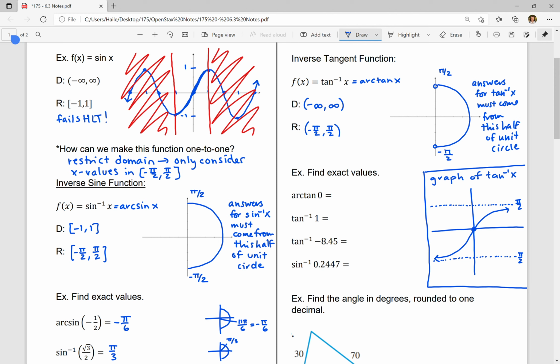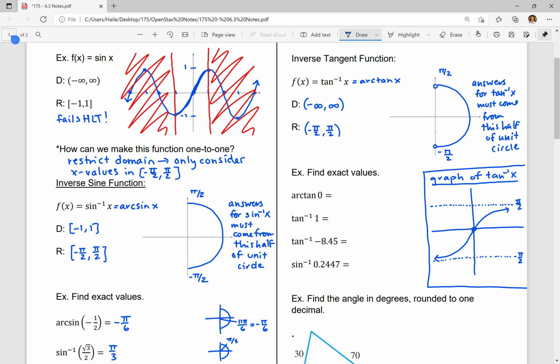If you think back to the original tangent graph, we had vertical asymptotes at pi over 2 and negative pi over 2. Since this is the inverse, we're just swapping all the x's and y's around. So our vertical asymptotes become horizontal asymptotes, and then our graph turns sideways like this. So that is the graph of tangent inverse.